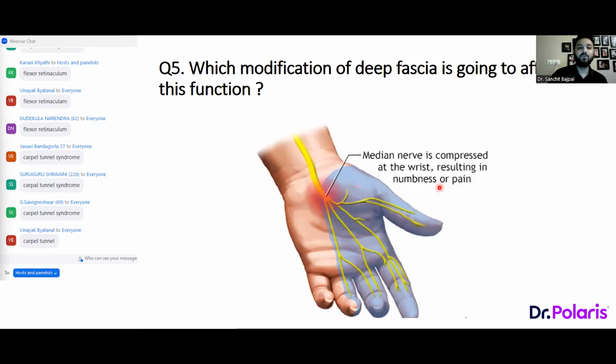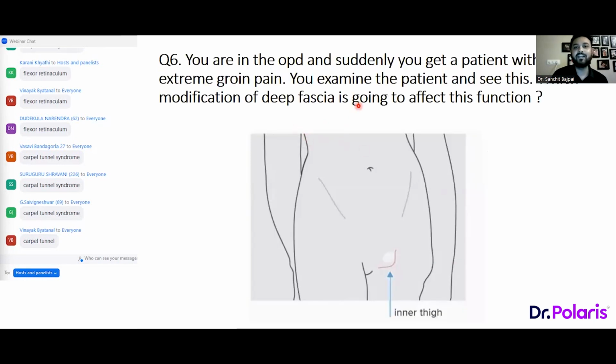which is given the name carpal tunnel syndrome because it's like a tunnel, right? Okay. Now we move on to the sixth scenario for today. So you are in an OPD in surgery and you are presented with a patient with extreme groin pain, right? You examine the patient and see this kind of a swelling in the inner thigh or the groin area. Now, what exact modification do you think is here in this patient? First, two things. What modification of deep fascia? What is the pathology?